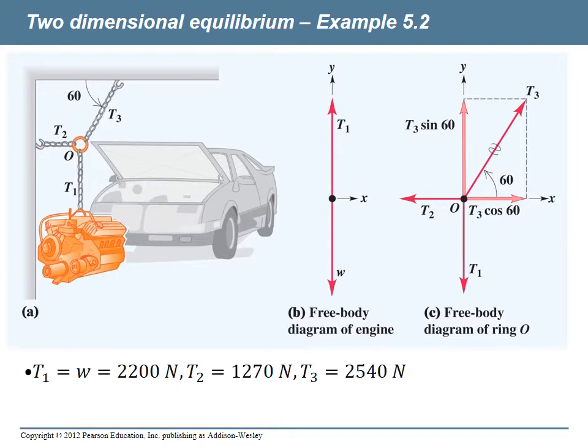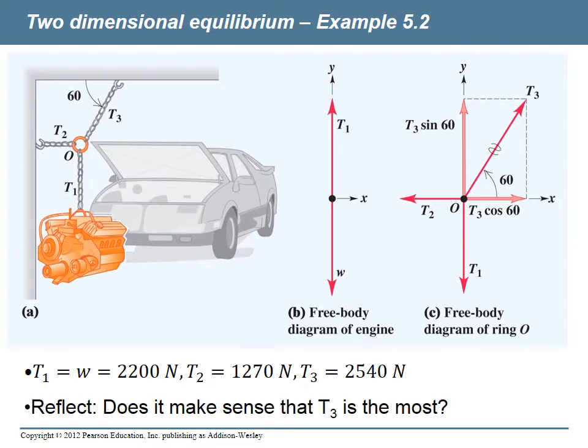So if we assume, as your book does, that the weight was 2,200 newtons, then we can get nice forces for all these tensions here. So we get T2, T3 as shown here below. So what's the biggest force? It would be tension 3 here, right? Does that make sense, that tension 3 is the largest one?